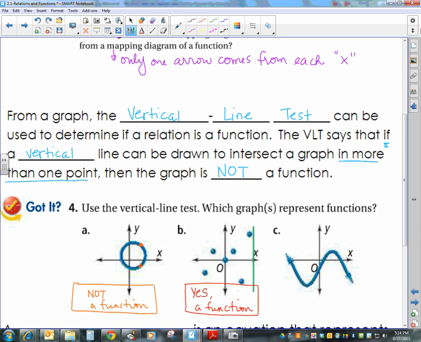All right, and again, I'm going to go back and move my straight edge. Do I ever touch the graph in more than one spot? Hopefully you can see as we go across that I never touched it more than once. So again, in this case, yes, I have a function.